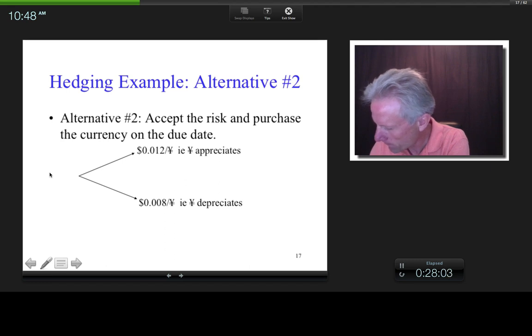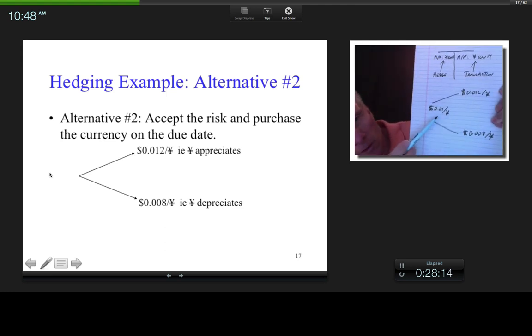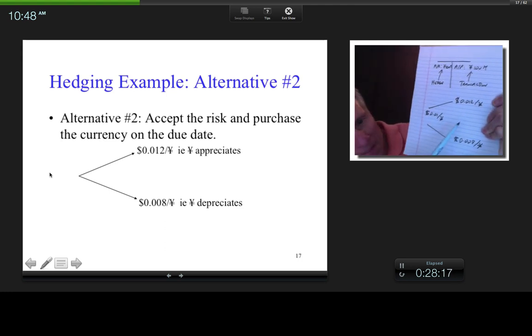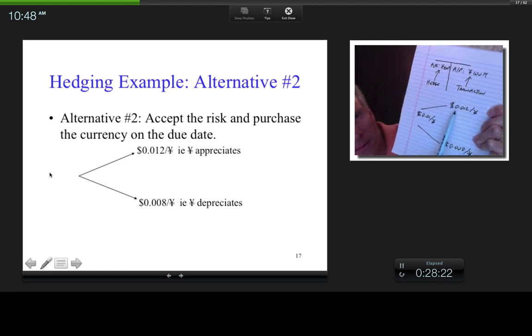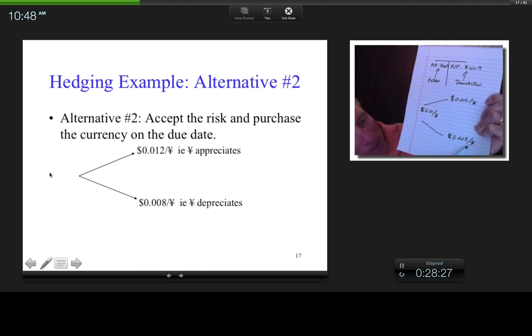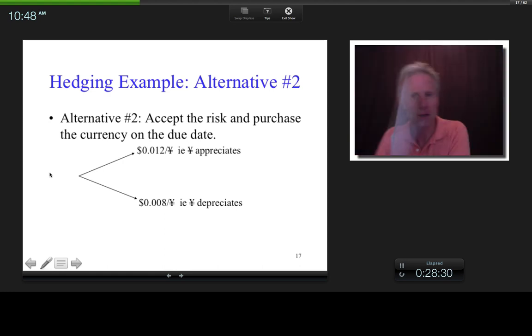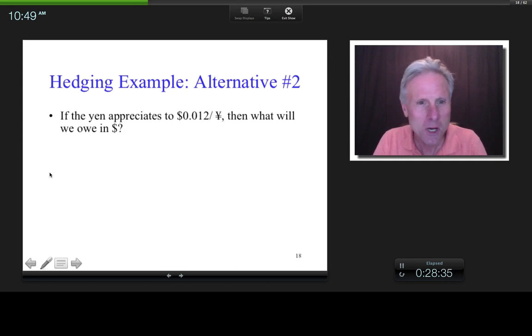we were expecting the exchange rate to be $0.01 per yen. Okay, this is what we were expecting, the $0.01 per yen. But either the yen would unexpectedly do what here? Appreciate or depreciate? Appreciate, right? Buy you more dollars than expected. Or the yen would unexpectedly depreciate. Okay, so let's look at what happens if we just take on the risk. Okay, so if the yen appreciates to $0.012 per yen, then how much will we owe in yen?